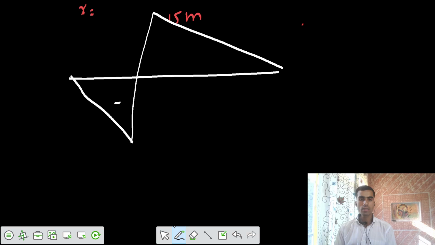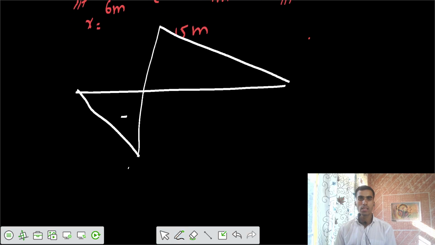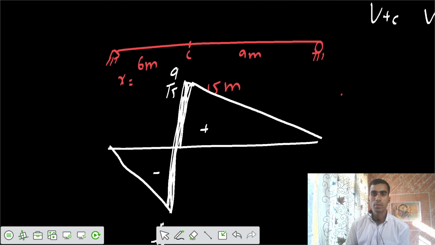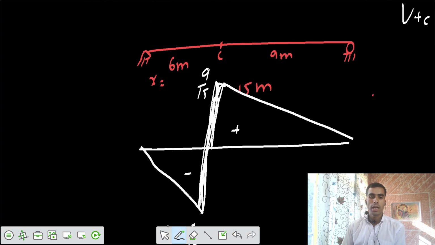So this is minus. This is A by L. What is the value of A? 6. 6 by 15, I can write 6 by 15. And this one is 9 by 15. This is negative, this is positive. And this is a vertical line, not an incline. So this is your ILD for shear force at C.